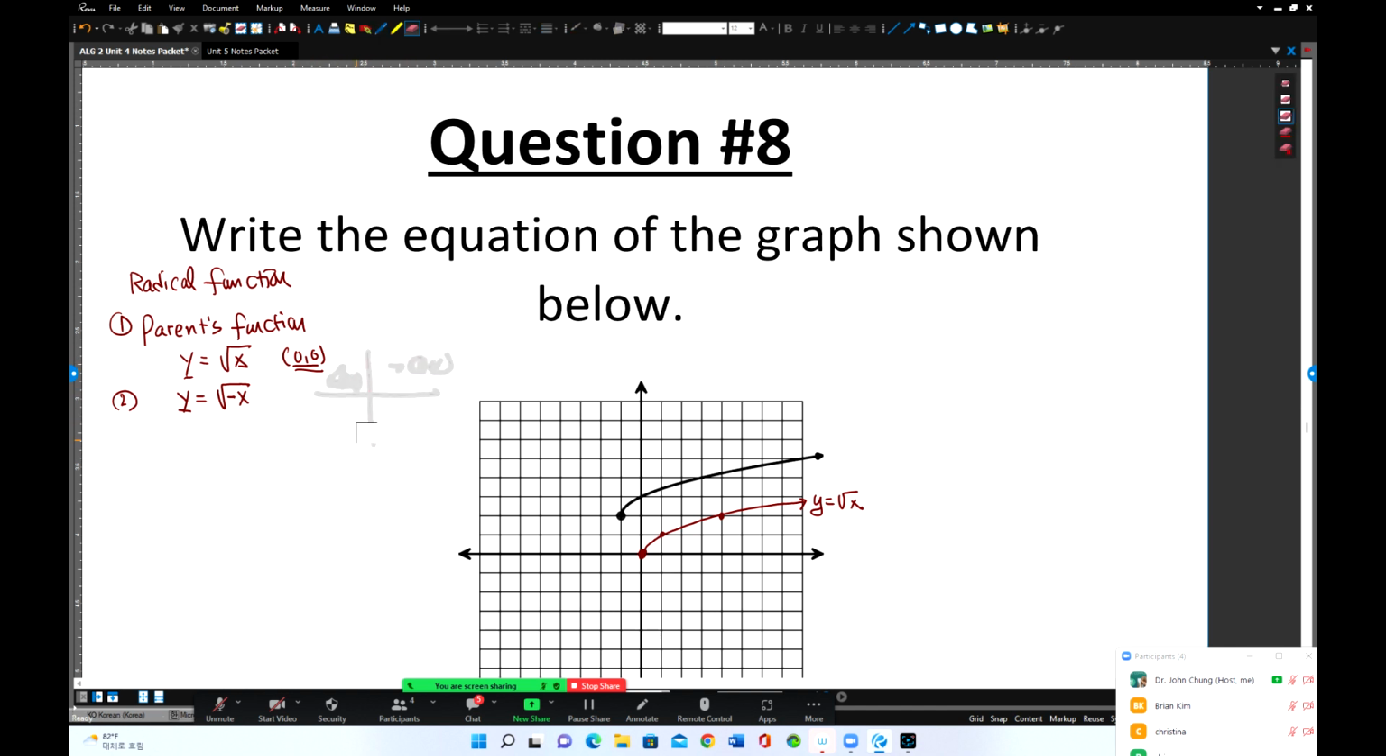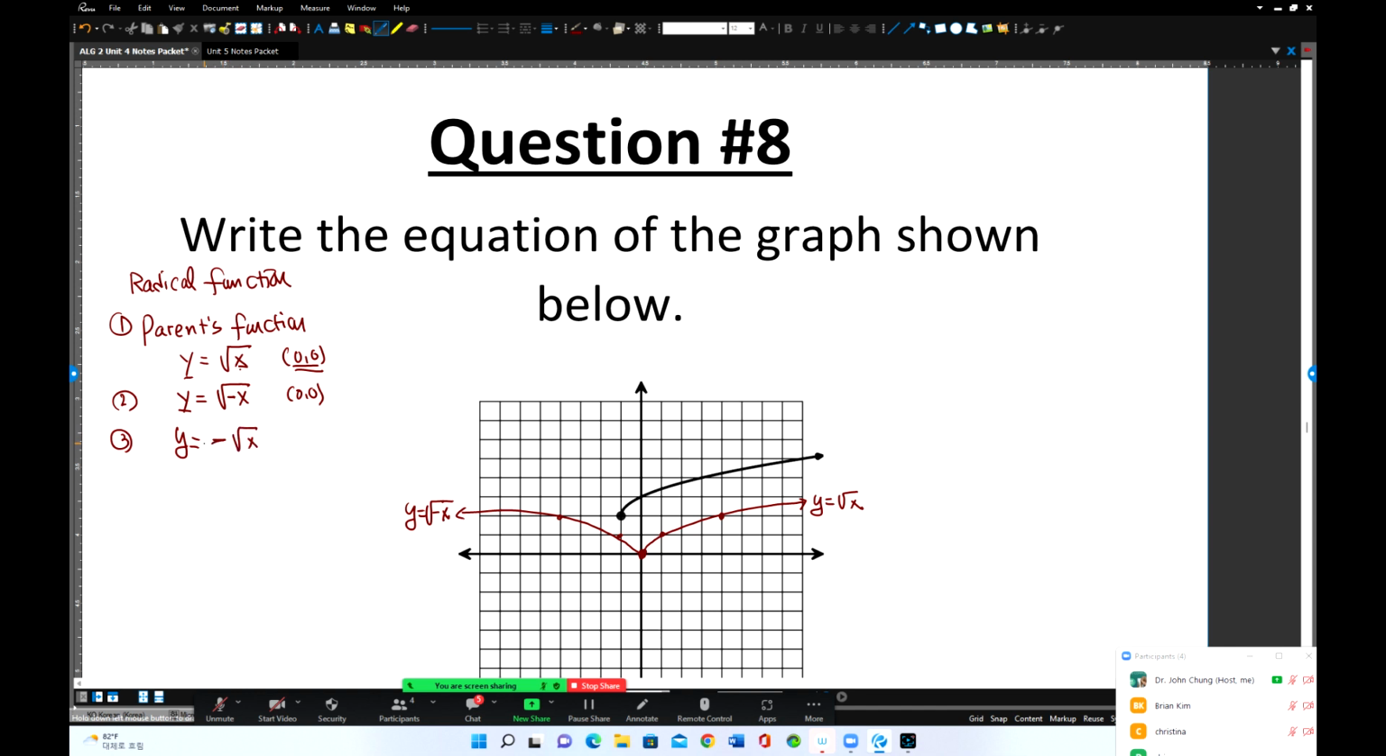Okay, so when you have a negative x, the graph's starting point is also 0 and 0. The graph is to the left, 1 and 2, something like that. The graph looks like this way. This is the graph of y equals square root of negative x. You gotta be careful, okay? Negative x.